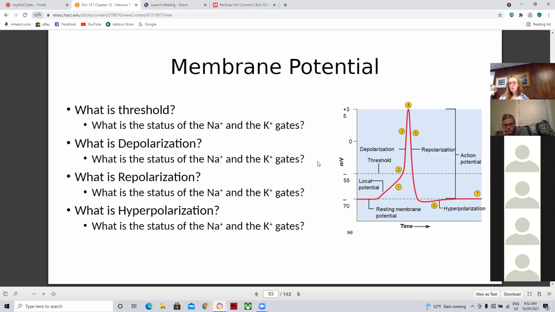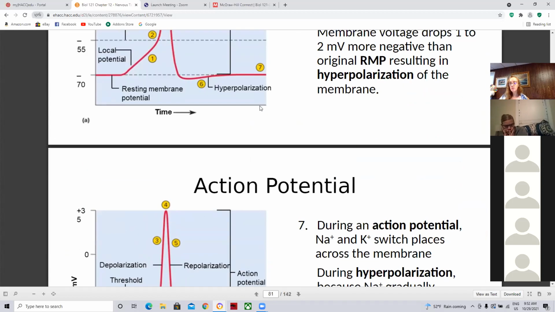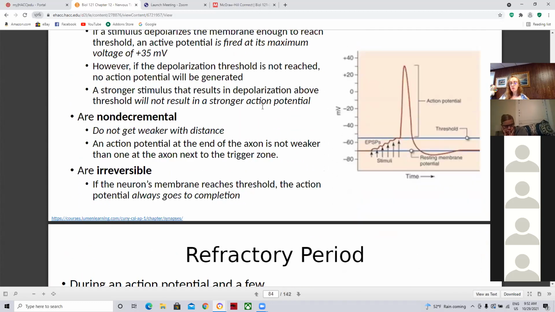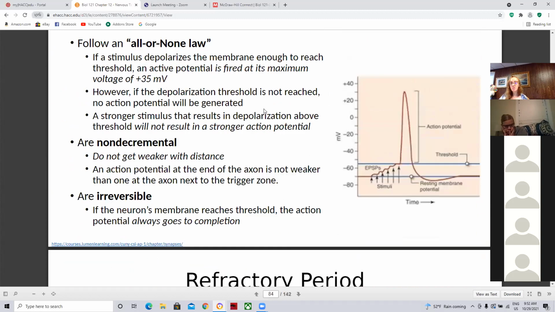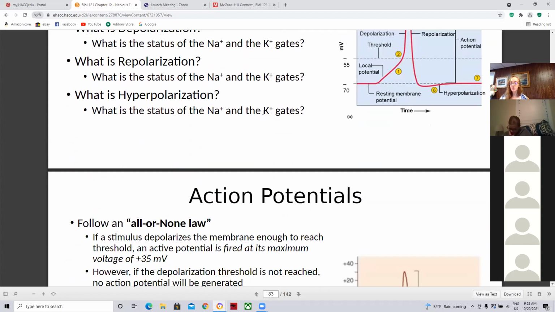So what I want you to do tonight to understand this, what's going to occur next, is write down what the status is of these gates. Make sure you understand this process. Because we're going to build on it now, but if you don't understand this, it's going to make the next part harder to understand.